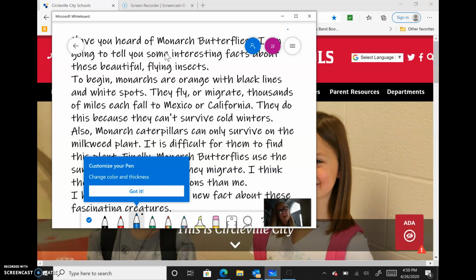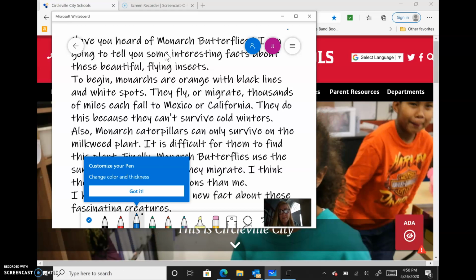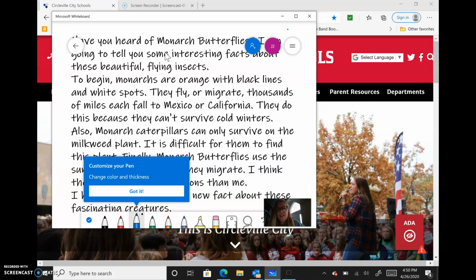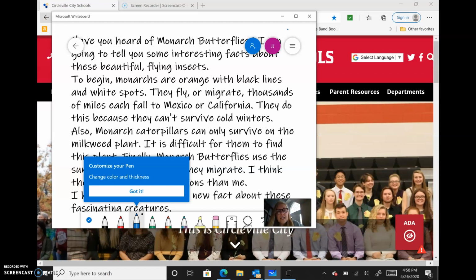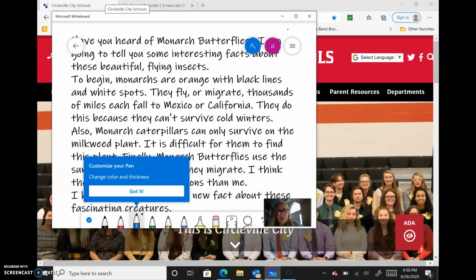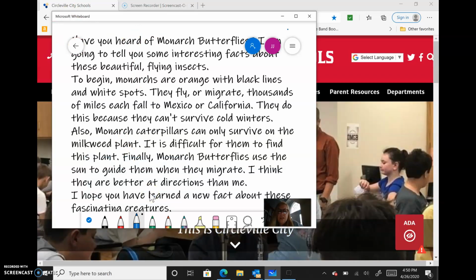Also, monarch caterpillars can only survive, and I actually think they're milkweed caterpillars, but it didn't say that in the book, so I guess I kind of made that up. I need to look that up and correct it if it's wrong. Also, monarch caterpillars can only survive on the milkweed plant. It's difficult for them to find this plant.